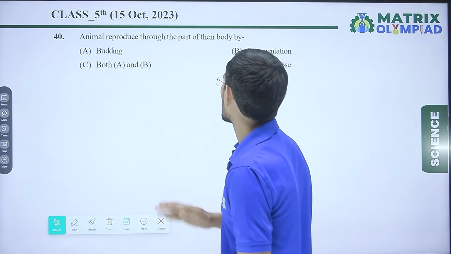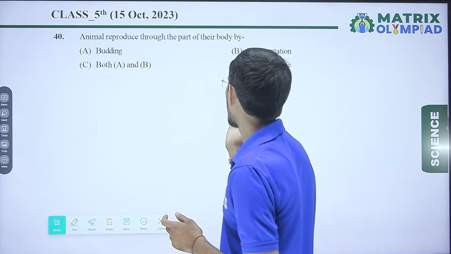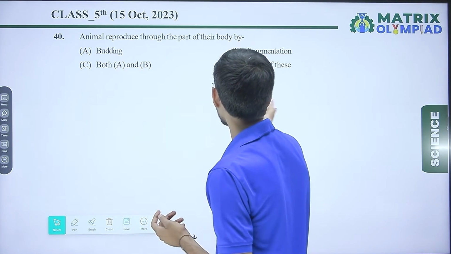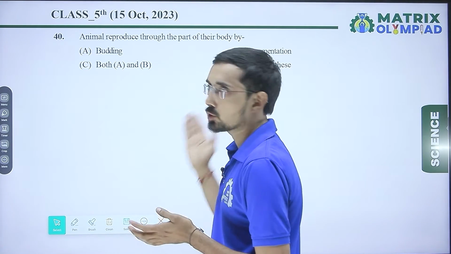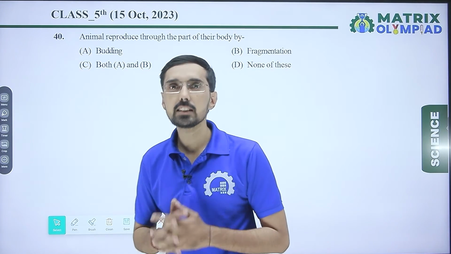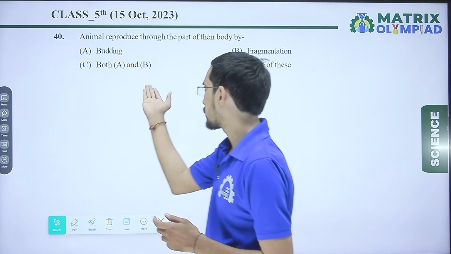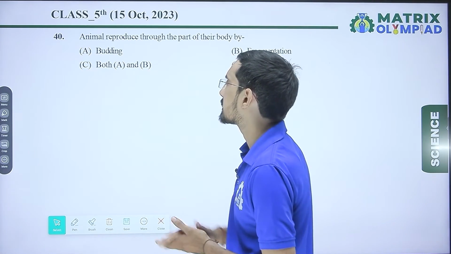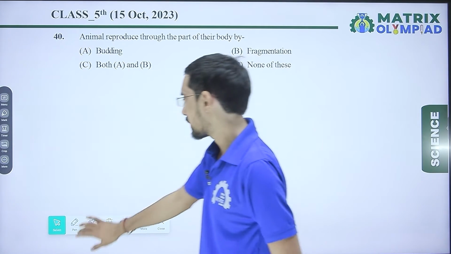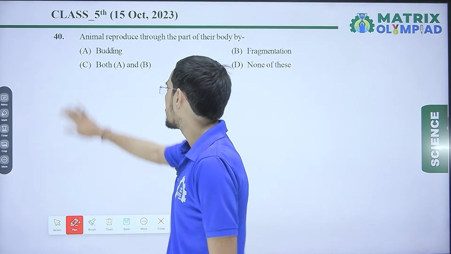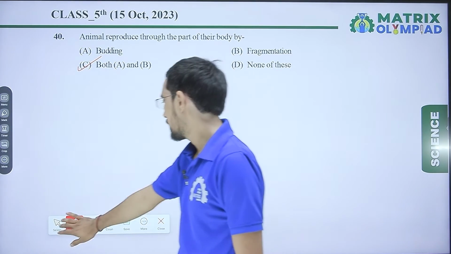Animal reproduce through the part of their body by. First is budding, second is fragmentation. Both these options are a kind of asexual reproduction. So both are correct, and both A and B is given in the option C. So our correct answer will be option C. Now next question.